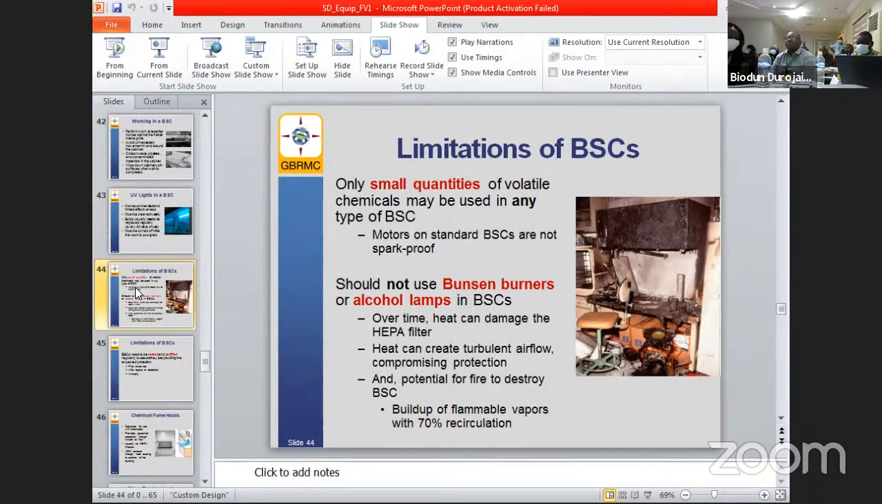Yes, please. I think some older ones still use the gas, you know, for the electrician, they could have even worked in the BSC. I don't know how that one is now.